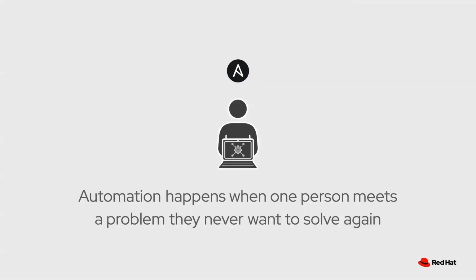So what is automation? If you look at the slide here, it says that automation happens when one person meets a problem they never want to solve again. Really, automation happens when human beings, by their very nature, are lazy. That's one of our most powerful tools. In being lazy, we come up with better solutions to problems.